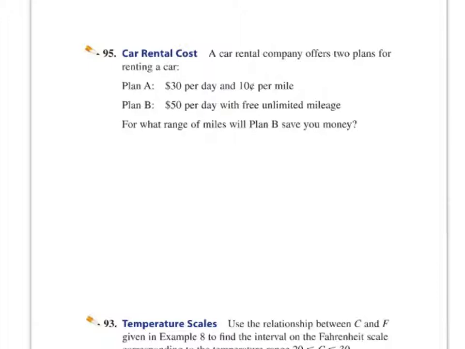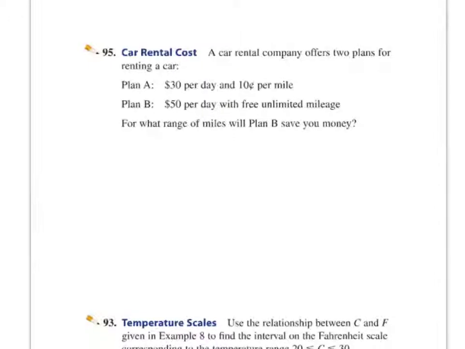The first one is the car rental cost. So we have two plans for renting a car. Plan A is $30 a day, 10 cents a mile. Plan B is $50 a day with free unlimited mileage. And we want to know the range of miles where we will be saving money if we use Plan B.